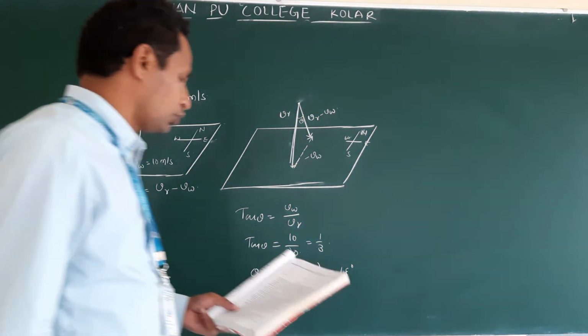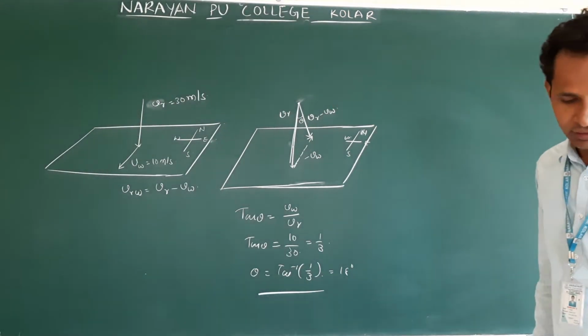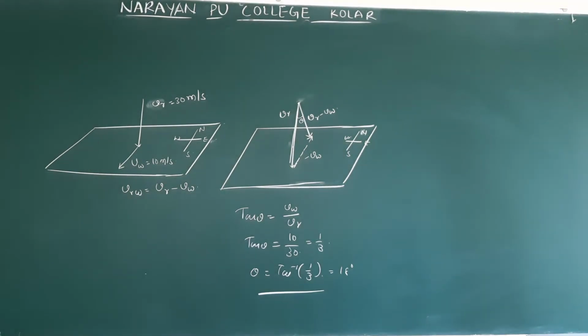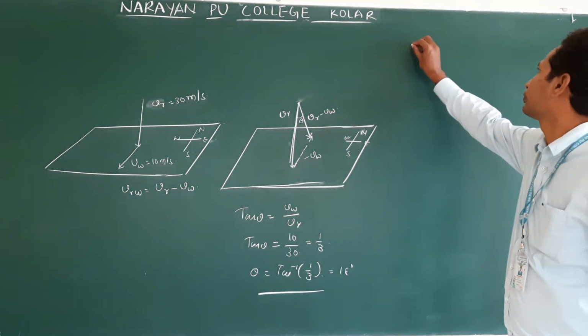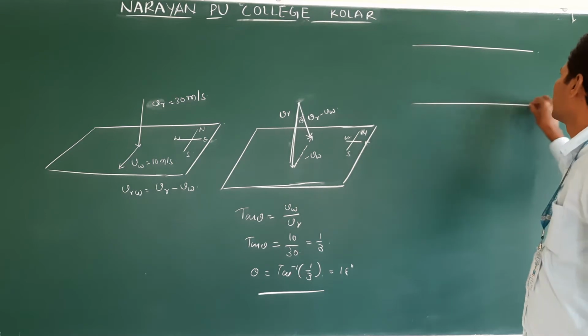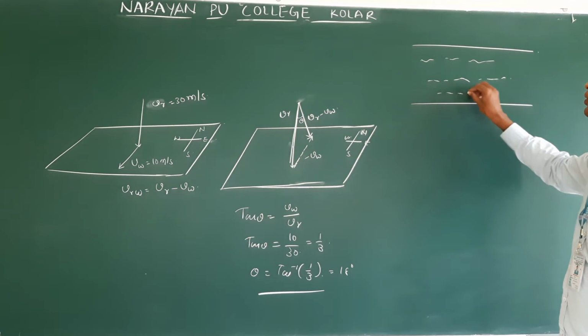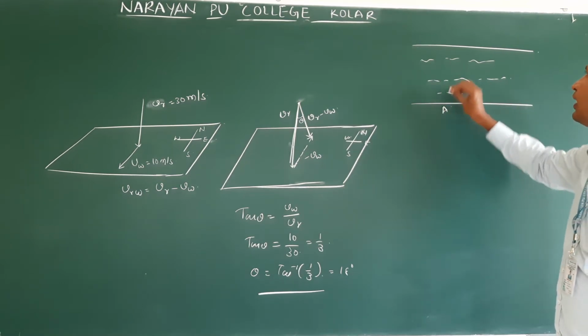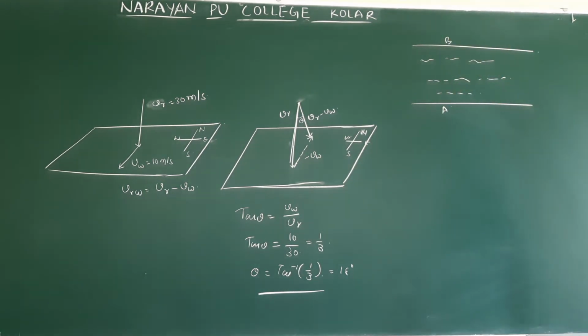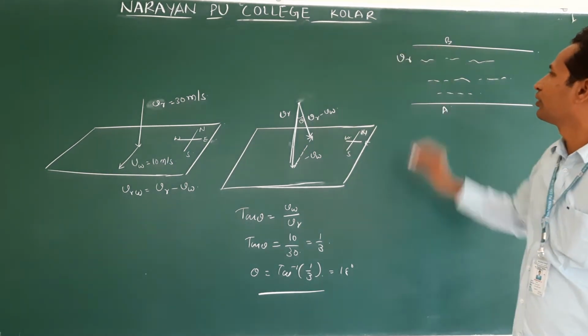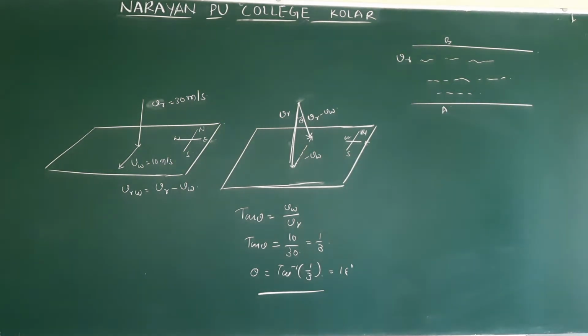Clear? So we have one concept. This we call the river boat concept. So first I will give the concept, then we will try to solve this problem. River boat. So this is the river. This is bank A on this side and this is bank B on the other side. VR represents the velocity of water, the velocity of the river. The river is flowing.